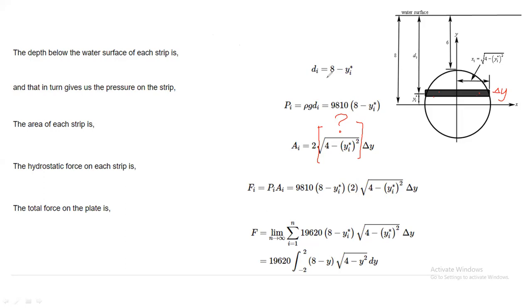Sige, we'll explain it. So this is it. Use a different color. Orange, sige. Now, this is a circular plate, so meaning from here, what's the radius? It's 2, right? Okay.